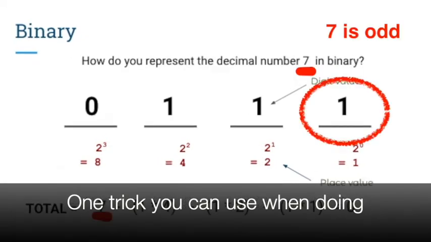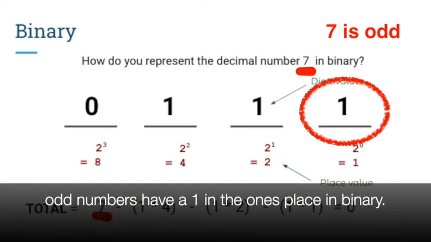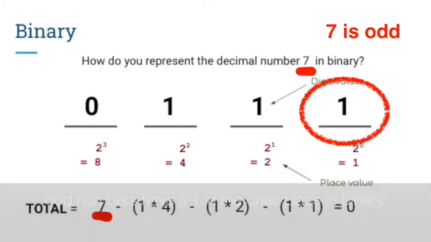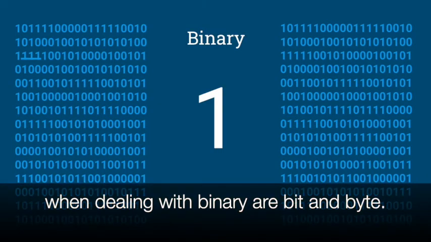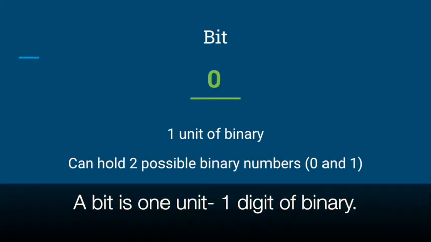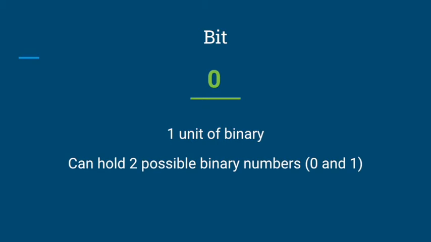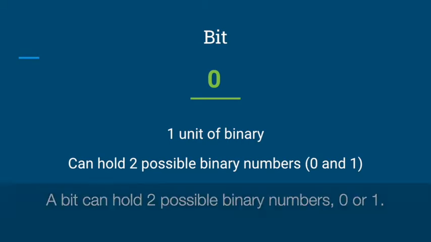One trick you can use when doing these type of conversions is that odd numbers usually have a 1 in the ones place in binary. So some common terms you will need to know when dealing with binary are bit and byte. A bit is 1 unit, 1 digit of binary. A bit can hold 2 possible binary numbers, 0 and 1.